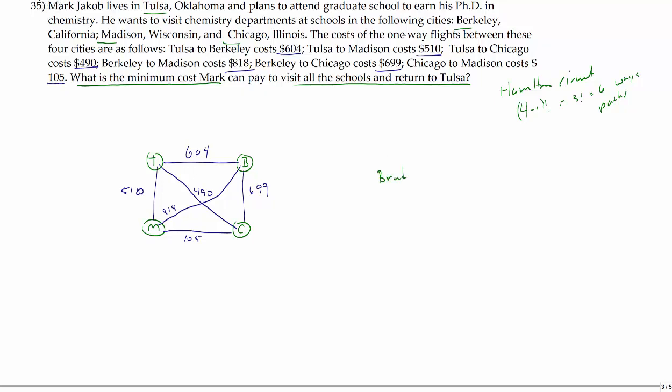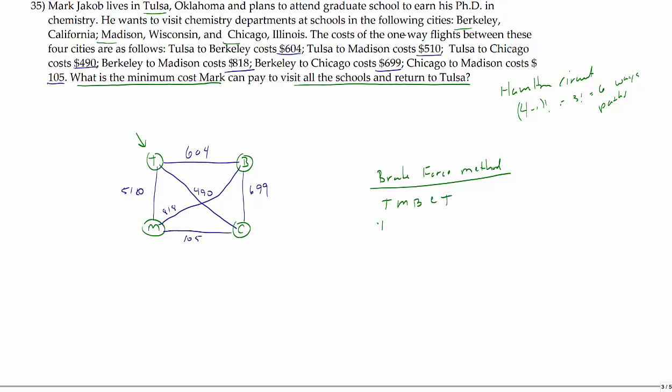So brute force method. That means I have to find all paths, compute the cost of each path, and then pick the minimum. Okay, so we already said that there are going to be 6 paths. If you have a question about how we get the paths, you can go ahead and ask me about that. So one path would be, and again, we're always going to start right here in Tulsa. So I can go from T to M to B to C to T.